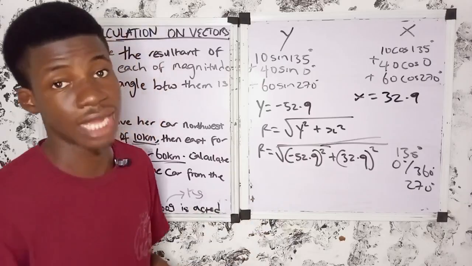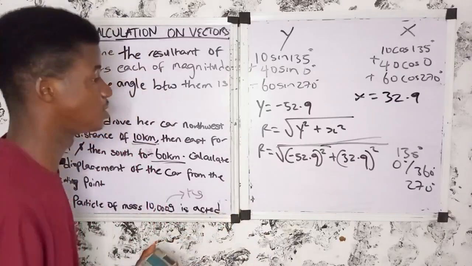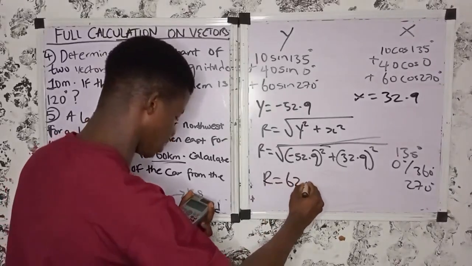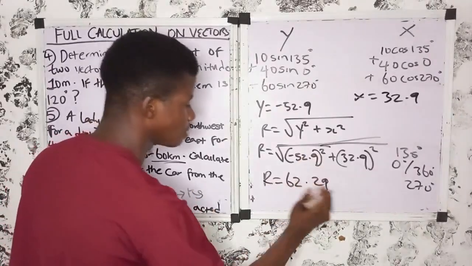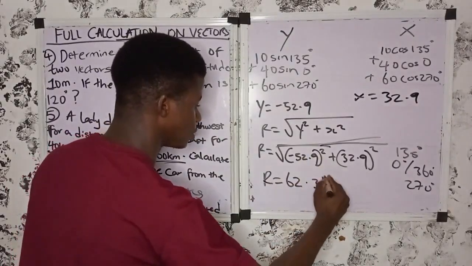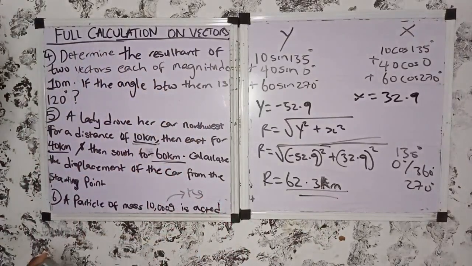When I do everything, I got 62.29. So the resultant is equal to 62.29, or approximately 62.3 kilometer. So that is just it. You can see that it is very, very easy. Yes, so we have done question 5.